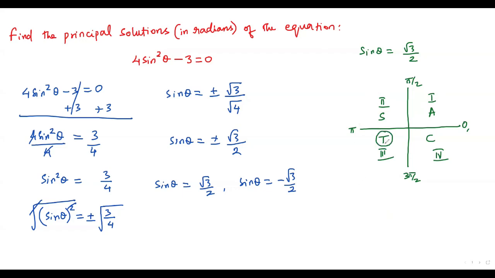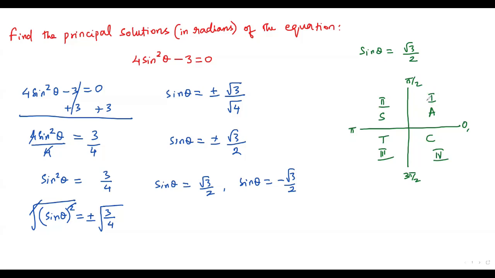In the third one, T means tangent and its reciprocal cotangent are positive, the rest are negative. In the fourth quadrant we have C, which means cosine and its reciprocal secant are positive, the rest are negative. Okay, so here sin theta is positive means the angle measure should be in the first quadrant or in the second quadrant, because in these two quadrants sin theta is positive. So since we have a positive value, we have to consider the angle measure theta in the first and second quadrants.